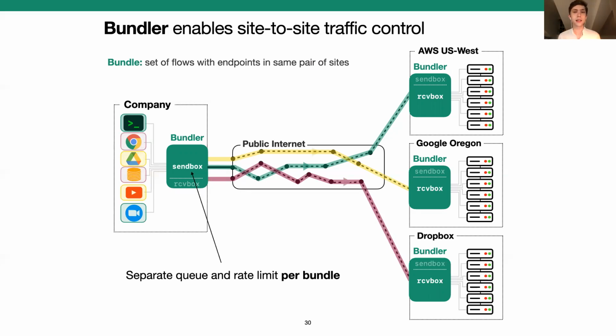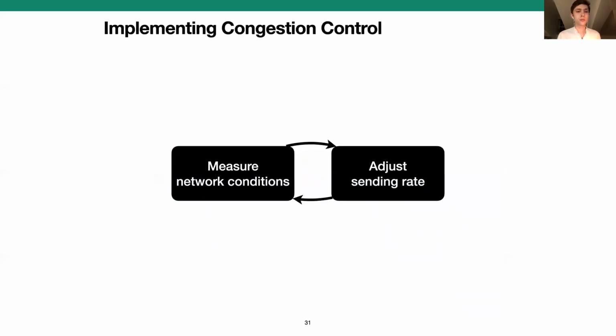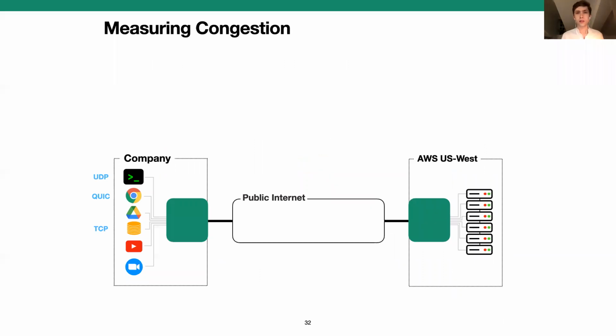Since picking the right rate is key to Bundler achieving its goal, let's take a closer look at how it's implemented. At a high level, congestion control just involves measuring some signals about the current network state, things like the RTT, the receive rate, and then using these signals to adjust the rate traffic is sent to achieve some objective. So let's start with the measurement aspect. Traditionally, a TCP sender computes measurements for congestion control using the acknowledgements sent by the TCP receiver. For example, to calculate the RTT, it compares the time it sent a packet to the time that packet is acknowledged. And it does this independently for each TCP flow.